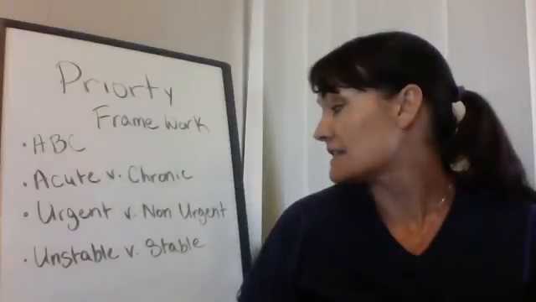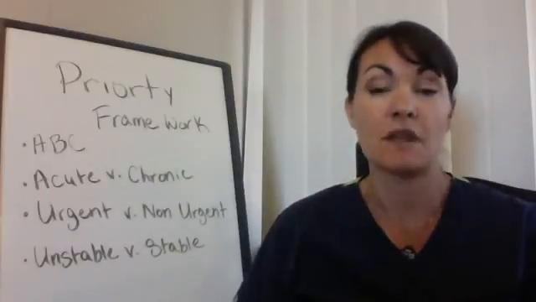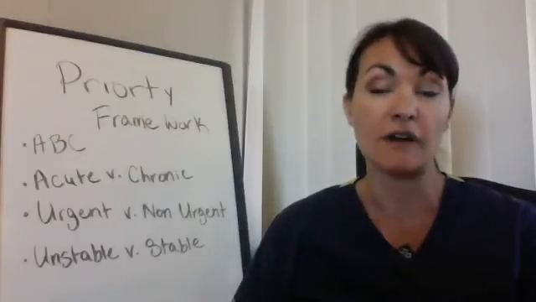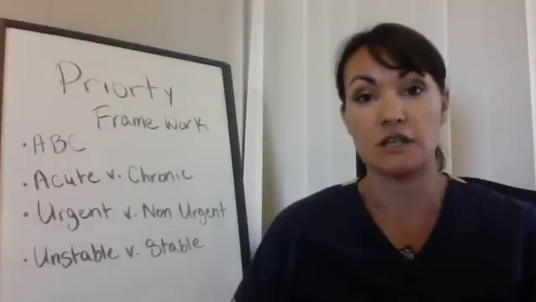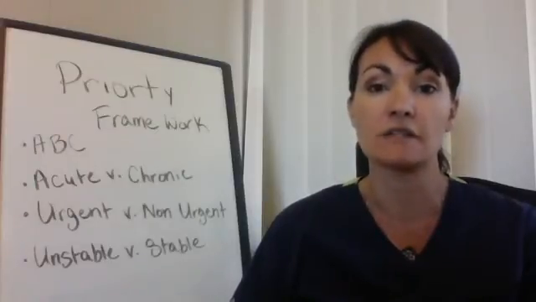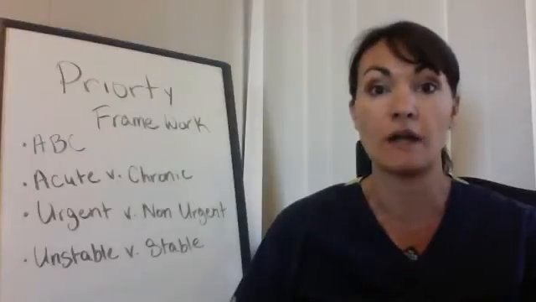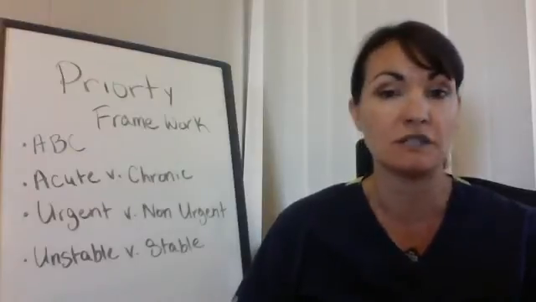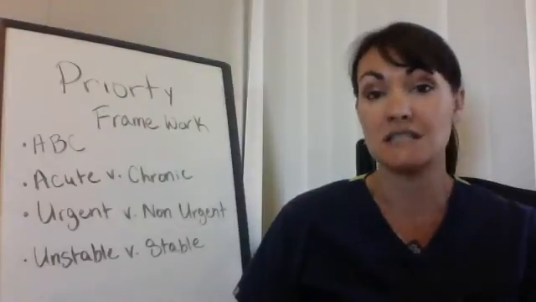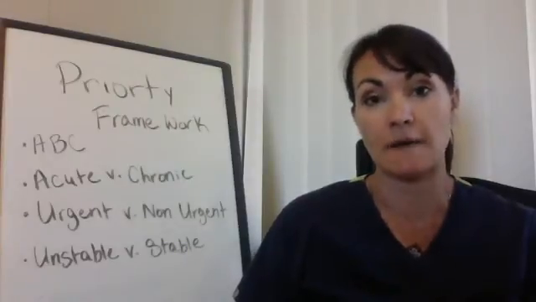The last one is stable versus unstable. These are your patients that maybe have unstable vital signs that need attention. So say your CNA went in there and took their vital signs and came back with a heart rate of 120, which isn't normal for this patient. This patient would need to be seen over somebody who had stable vital signs that were doing okay.